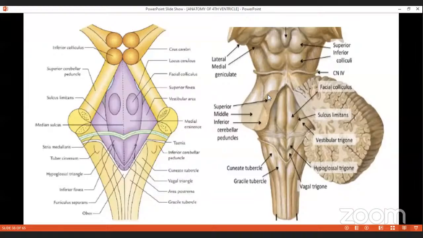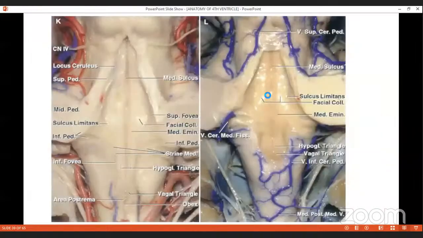Almost the same diagram. Now this is the cadaveric dissection. The structures are almost similar. We'll be dealing here. This is the central sulcus or the median sulcus, which is the most prominent sulcus on the floor of the fourth ventricle. Lateral to that, you have a less well-defined sulcus, which is the sulcus limitans. You can see it here.